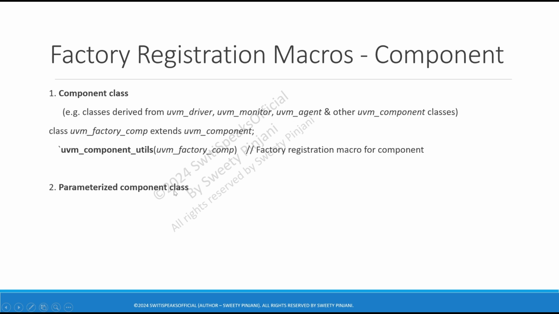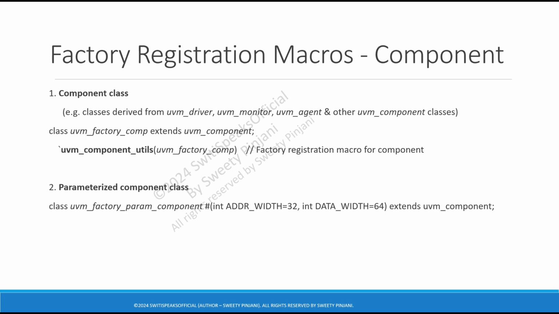What if your component class is parameterized? It is possible I want to give certain things like say address width and data width in the form of parameter. Here is an example. I have the UVM factory param component. And here I am taking two parameters. One is address, which is 32-bit. I am passing 32, and data width, which is 64. And it extends UVM component.